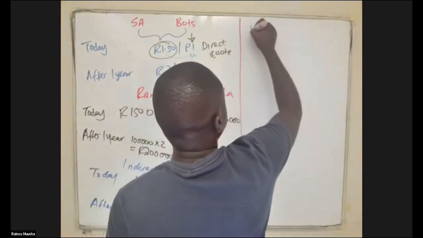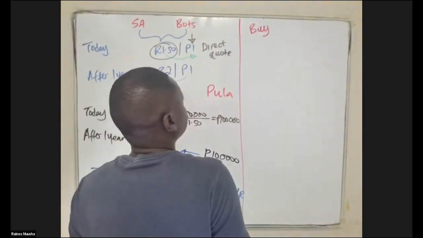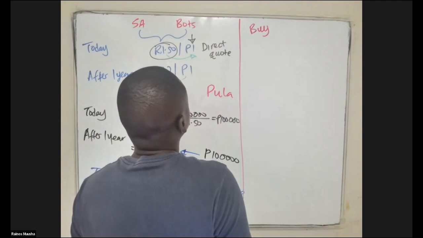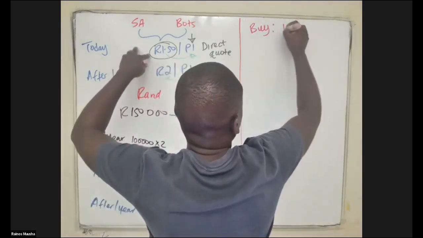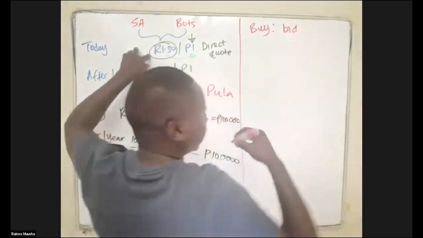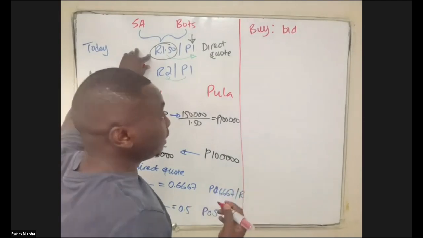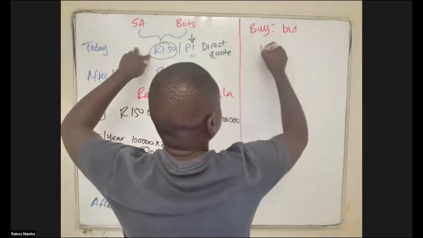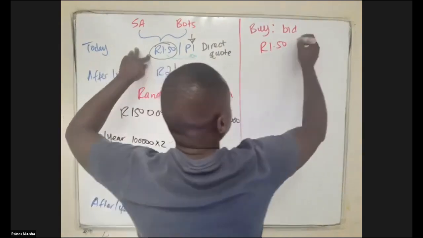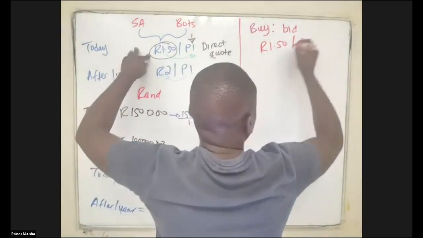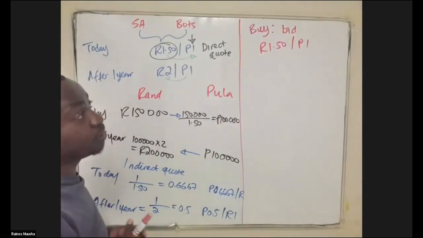The South African bank can say, if we're going to buy from you, this is what we refer to as the bid. So when we're looking at buying from you, this is what we refer to as the bid, right? The bid price is basically the price that they're saying 1 rand 50 buys you 1 Botswana pula. So this would be the bid price.